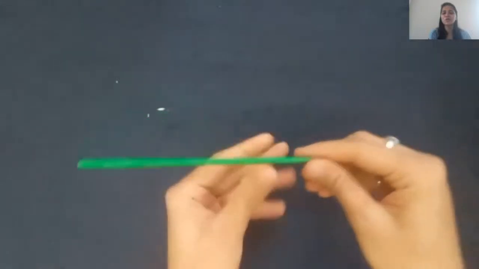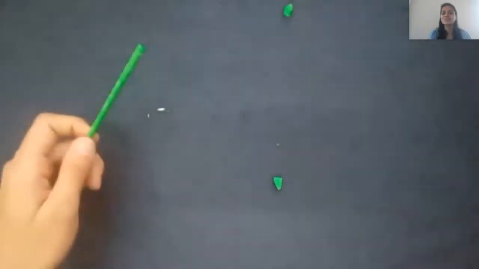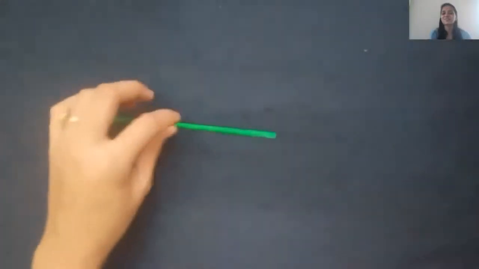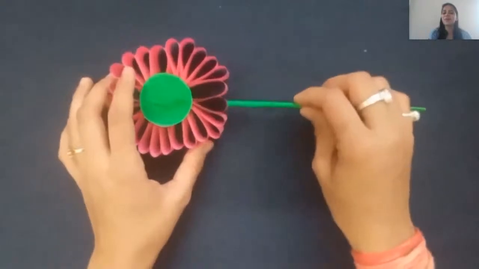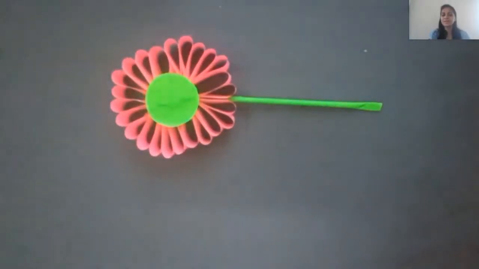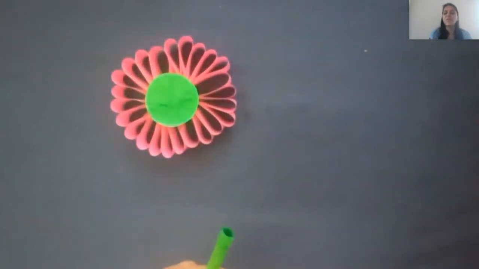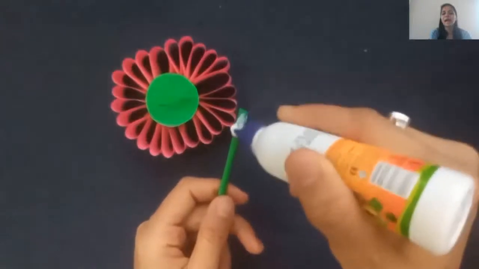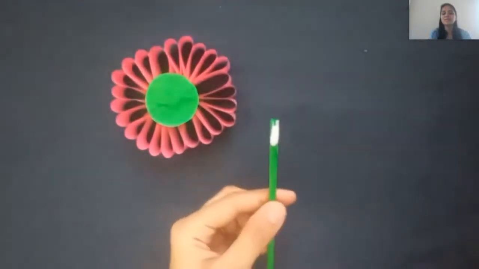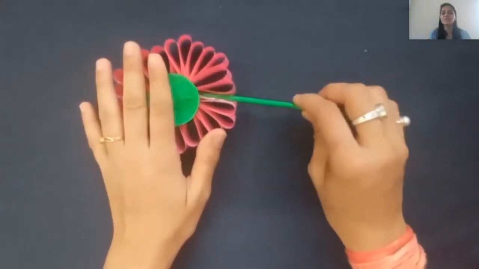Roll, roll it up. Cut the corner edge. So now just insert it where you feel you could, exactly at the center of the flower. Divide it equally and apply the glue to the stem and paste it. Slowly, children, exactly divide the flower into equal halves and then insert the stem.